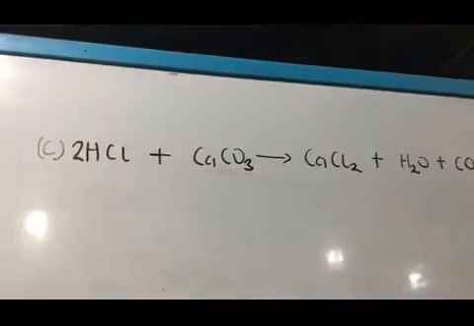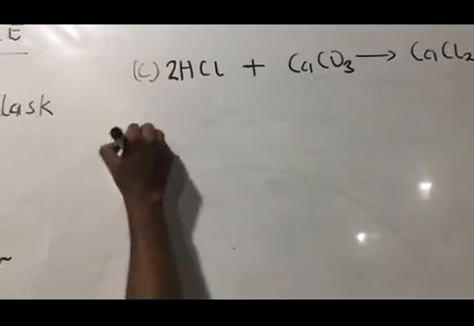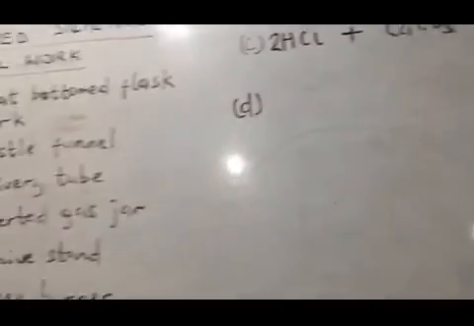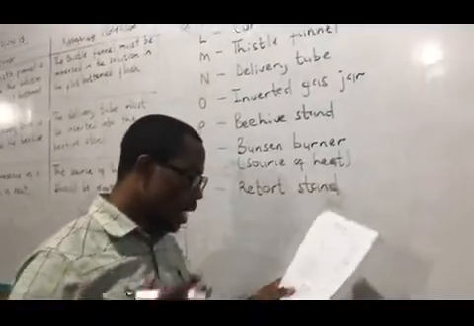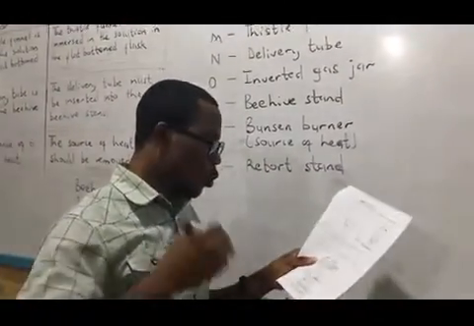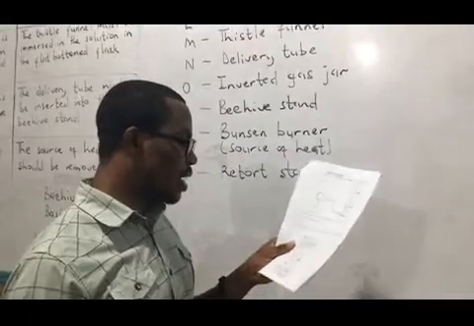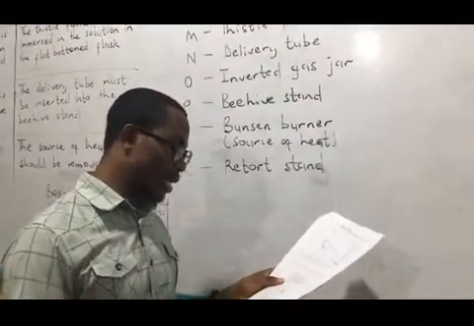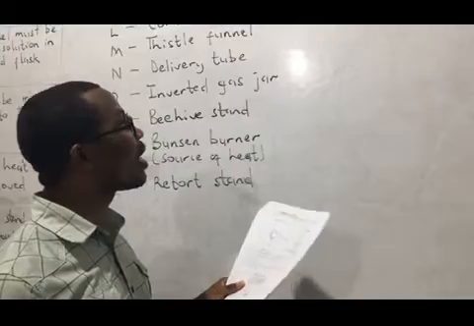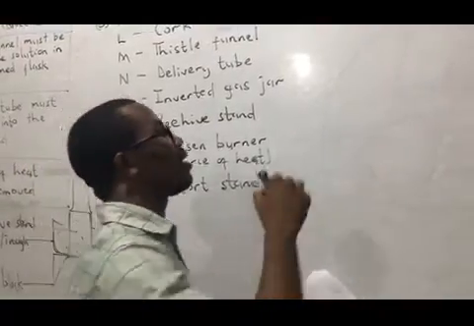And then the last question, question D. It says, how would you test for the gas? So how do you test for carbon dioxide? I told you that in testing for carbon dioxide, you make use of lime water. So you pass the gas, or you introduce the gas, into a test tube containing lime water. And when the lime water turns milky, it shows that the gas is carbon dioxide gas.